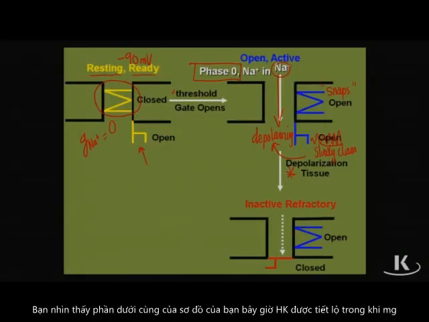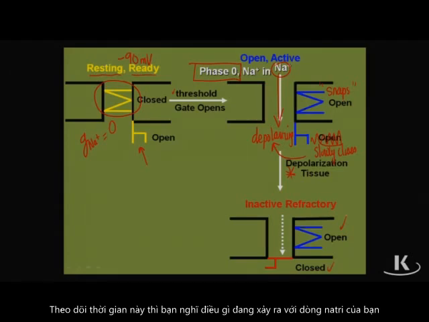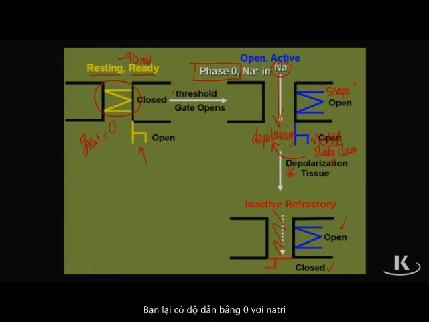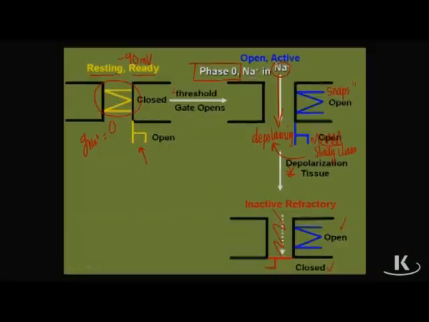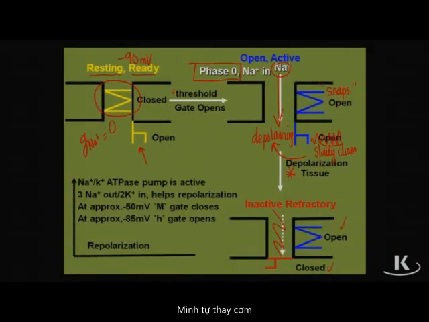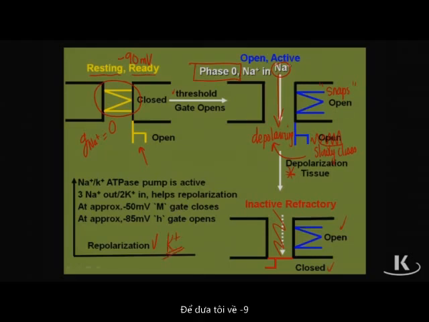You see the bottom of your diagram? Now H gate is closed while M gate is open. Well, during this time then, what do you think is now happening to your sodium current? There is no sodium coming in. You again have zero conductance to sodium. This channel will never go back to resting until I repolarize my cell, and therefore goes through the rest of the action potential, and particularly wait for that delayed potassium current to bring me back to minus 90.